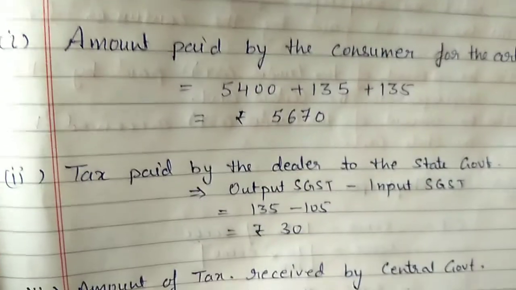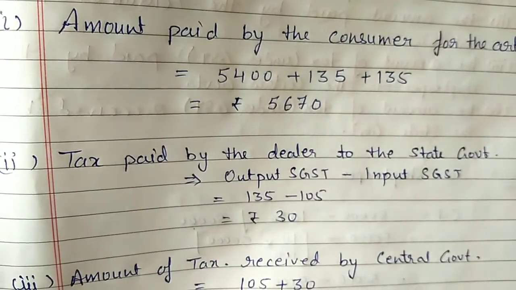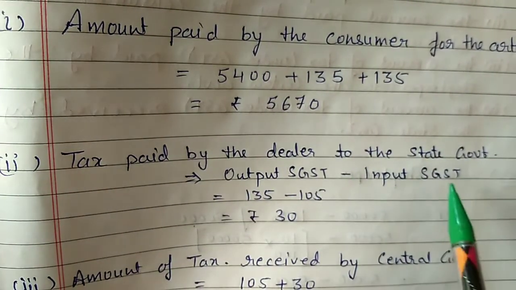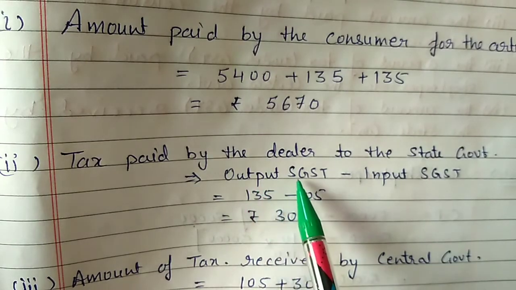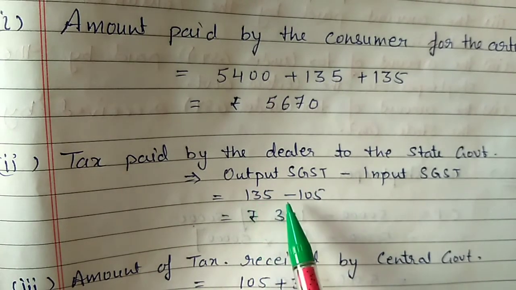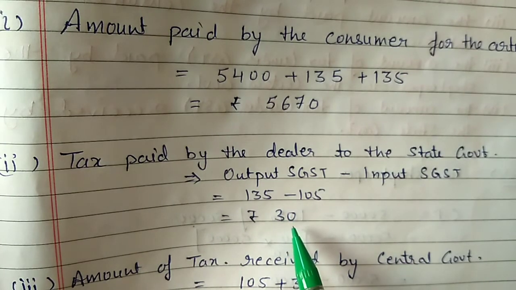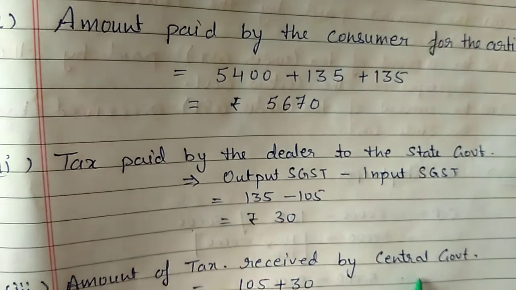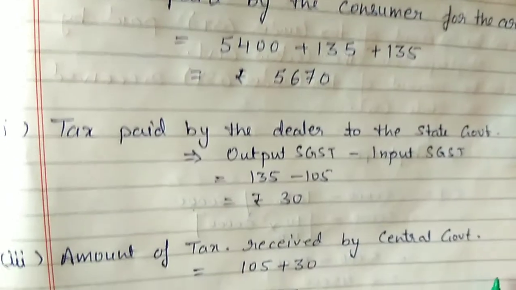Second part, tax paid by the dealer to the state government. So tax paid by the dealer to the state government will be output SGST minus input SGST. 135 rupees minus 105, the difference, 30 rupees, he will pay to the state government.